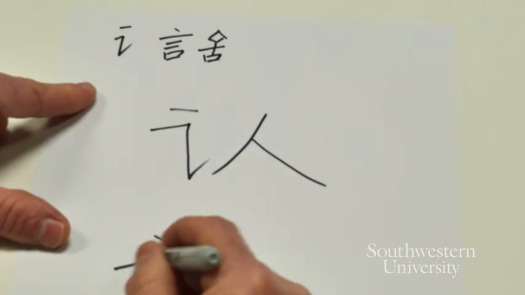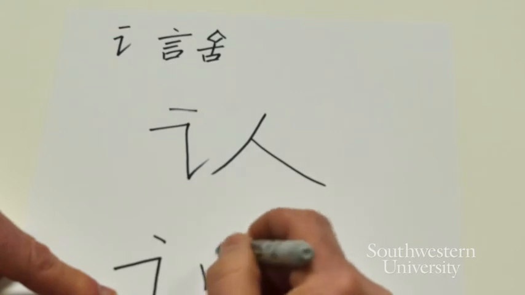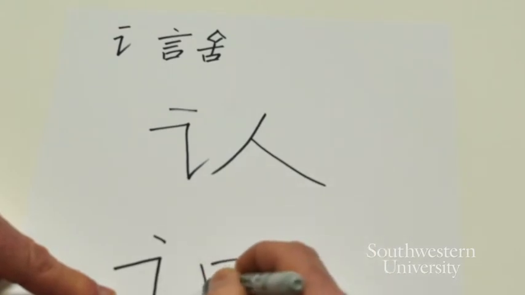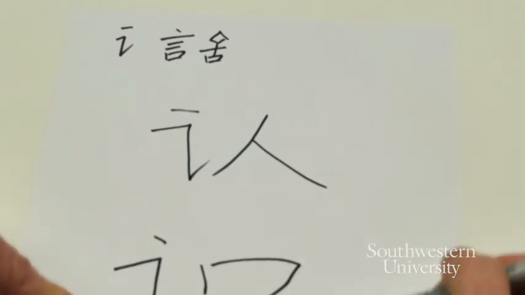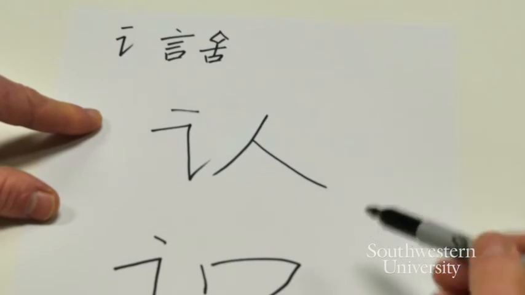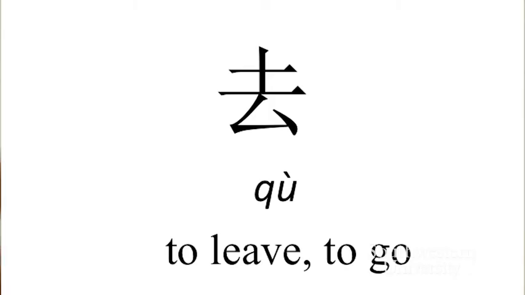And then we have the same thing again. Yan, and zhi. We've learned that as a measure word for an animal. Ren shi, to recognize, to know somebody. So they're just phonetic. We have the speech radical because you're talking to people, interacting.